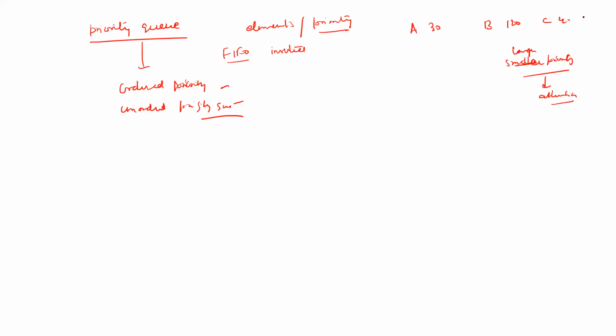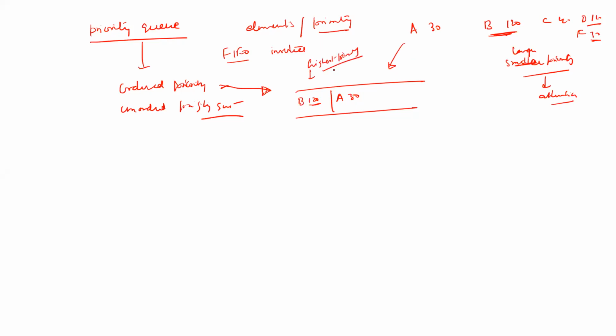The elements are inserted according to the priority value. Initially A is added with priority value 30. Then B is added with priority 120. The ordered priority queue says the insertion of an element within the queue will be based upon the topmost priority at the front of the queue. Now 120 is the highest priority. If there is another element F with the same priority, that will be on a first come first serve basis. Ordered means you have to insert the elements based on priority, so the highest priority will always come at the beginning.